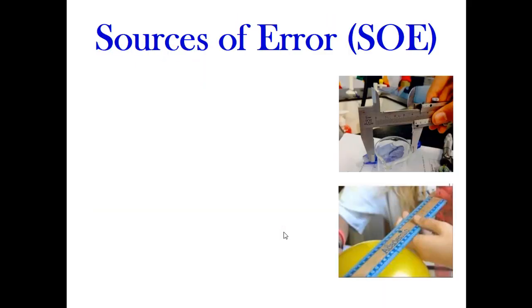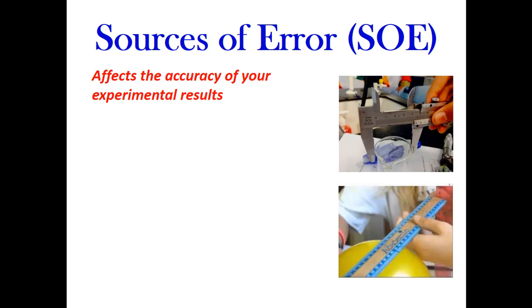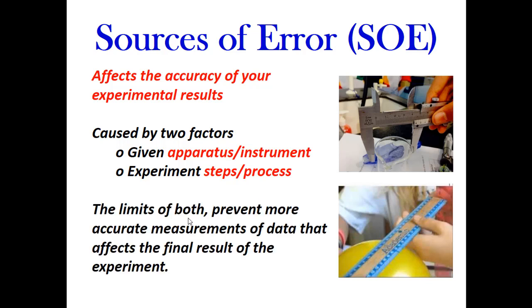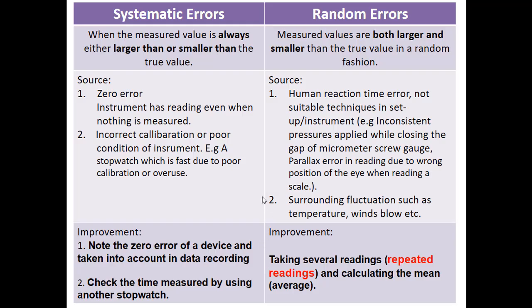Then we might have some sources of error for our experiment which will affect the accuracy of our experimental result. Most of the time, this source of error is caused by two factors: the given apparatus and the instruments we use for that particular experiment, and the experiment steps or the procedure. The limits of both might prevent more accurate measurements of data that affect the final result of the experiment. So normally in our discussion of report writing, we need to put down or identify the source of error that affects the result of our experiment.